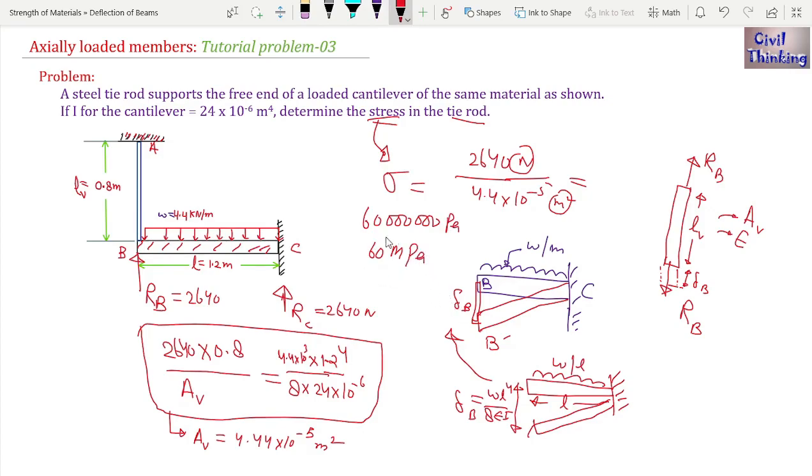Now we have solved this problem and we have finally found the stress in this tie rod AB, in this axially loaded member. The stress in AB is approximately 60 mega Pascal, right? Now that is it, we've solved this problem.